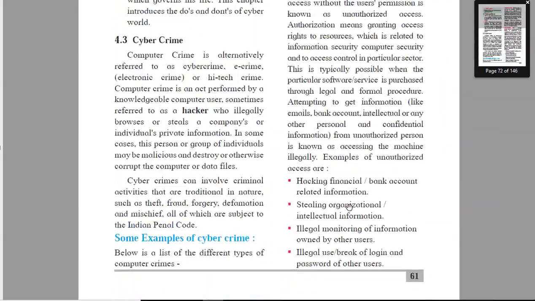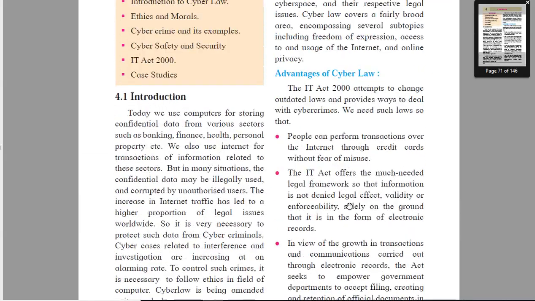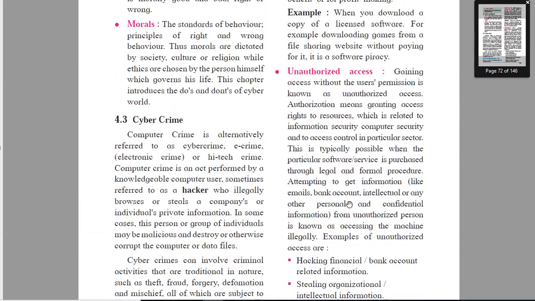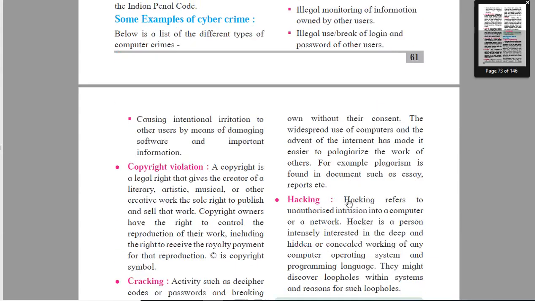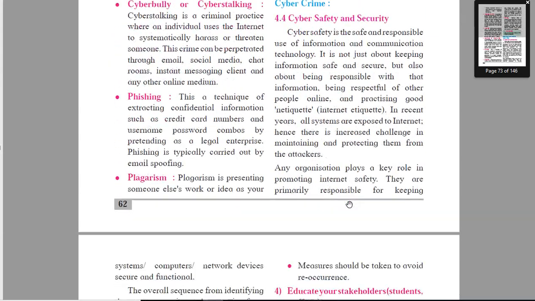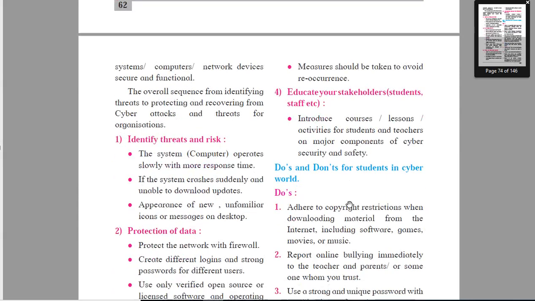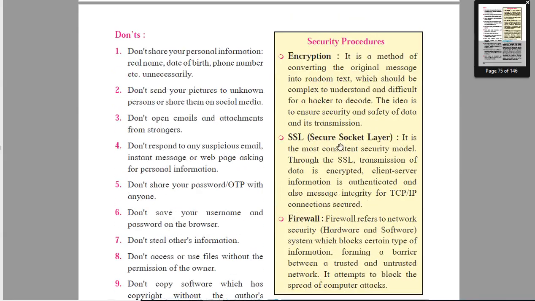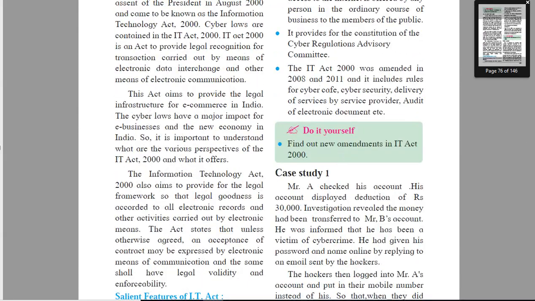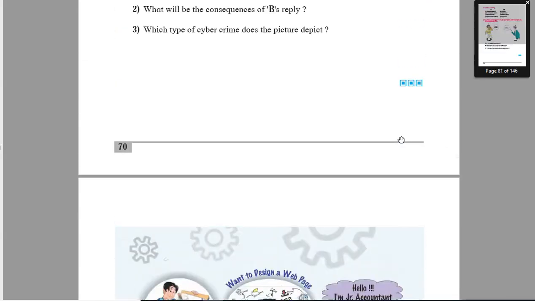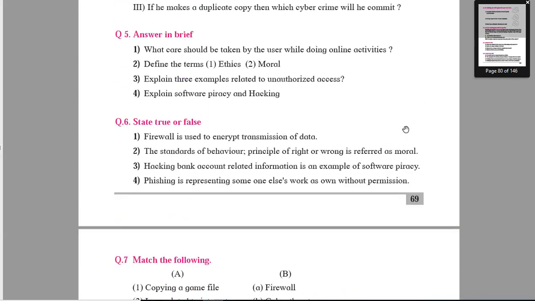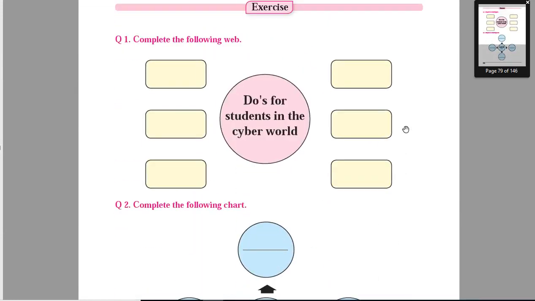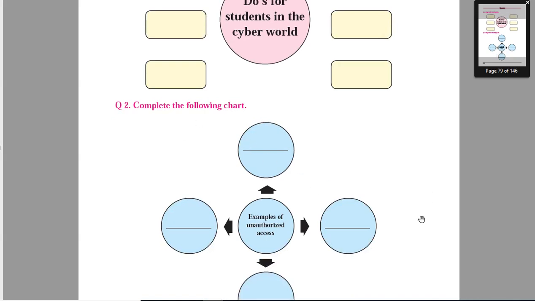Do's and don'ts for the students in cyber world. So they have asked you the do's. So here are a number of do's. You all can write any one of the do's. How many do's have been asked in the question? See, there are 6 different types of do's that you all can write from that. After that, complete this chapter.